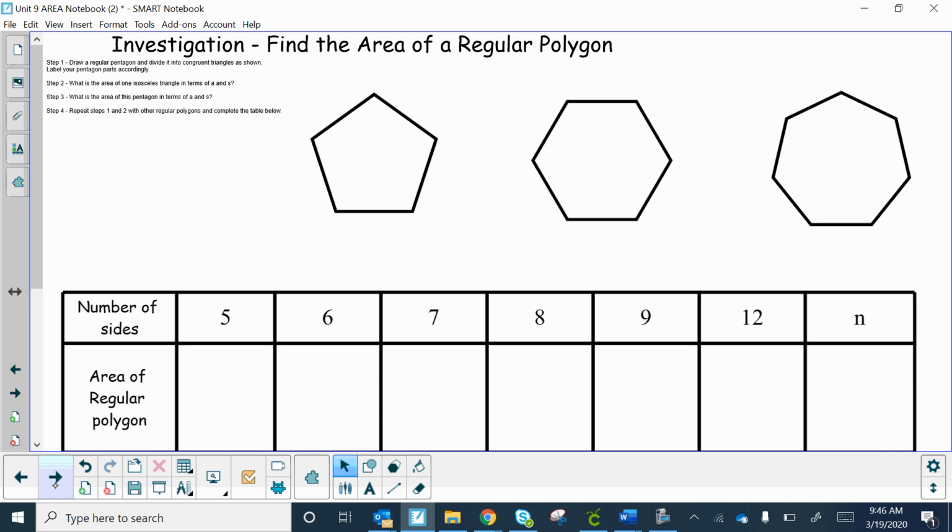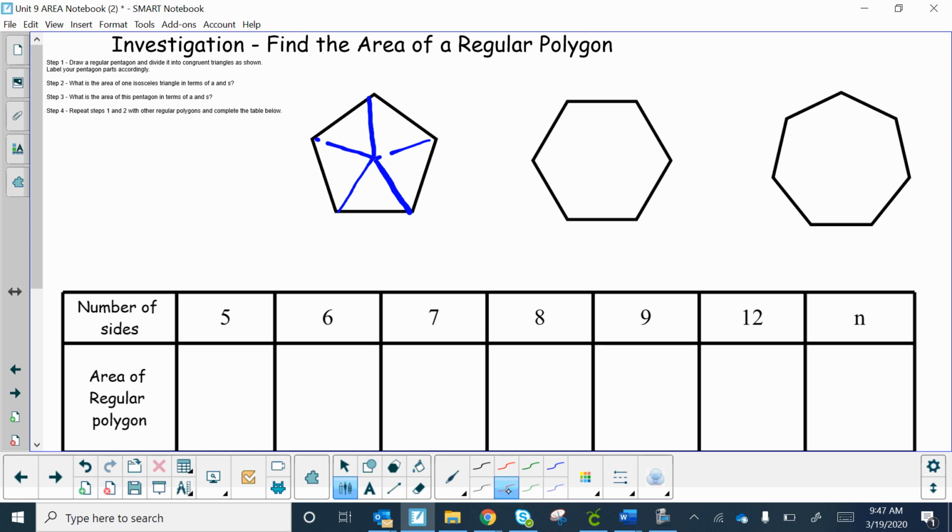All right, let's discover the formula. I'm going to do a little investigation where you're going to find it on these 3 regular polygons, and then we'll fill out the table. It says draw the pentagon, which I think I drew for you, and this is divided into congruent triangles. That means draw in the radii. So draw in 1, 2, 3, 4, 5 radii. Draw in all radii.